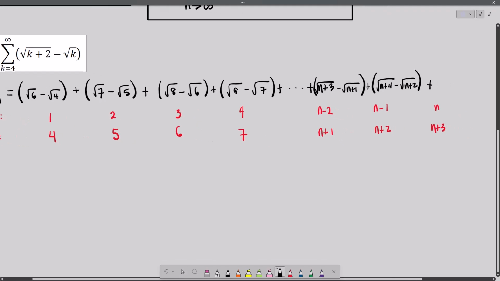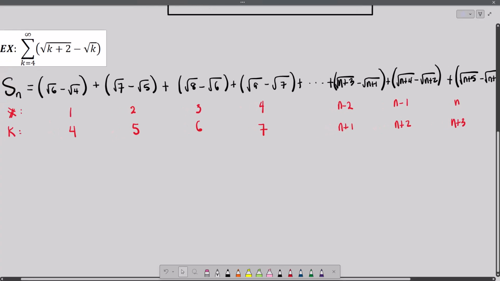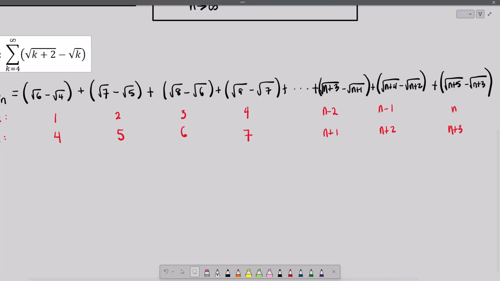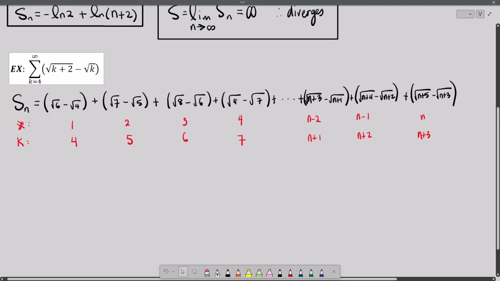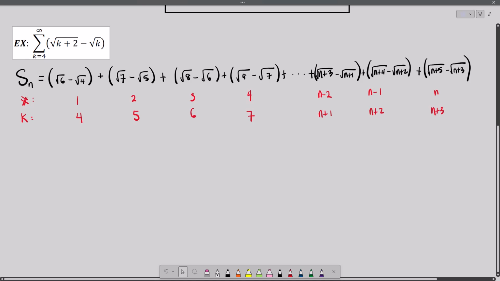For this nth term, we're plugging in n plus 3, so we're going to have n plus 5 in the square root and n plus 3 in the square root. All right, so now we have our representation of S sub n. We just have to figure out the cancellation pattern.